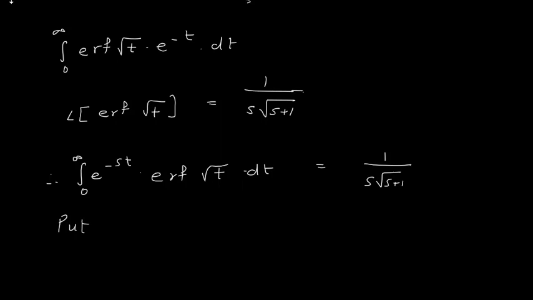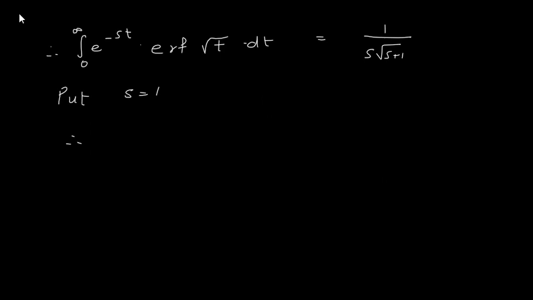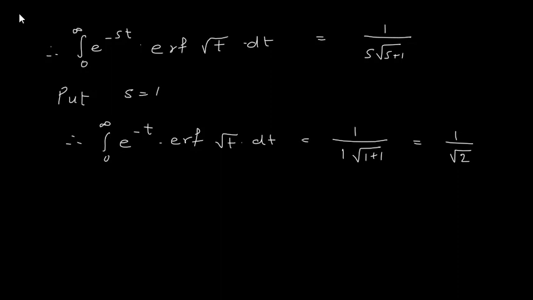So put s equal to 1. So therefore I will get 0 to infinity e power minus t into error function. This becomes 1 upon, in place of s we have put 1, so 1 into root of 1 plus 1. This gives 1 upon root 2. So this is the value of Laplace of error function of root t when we put s equal to 1.